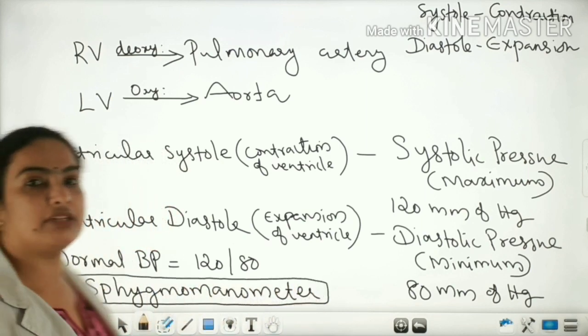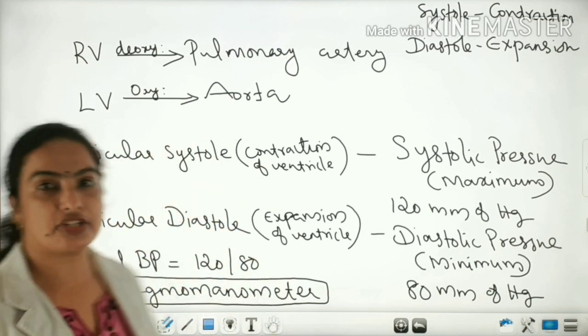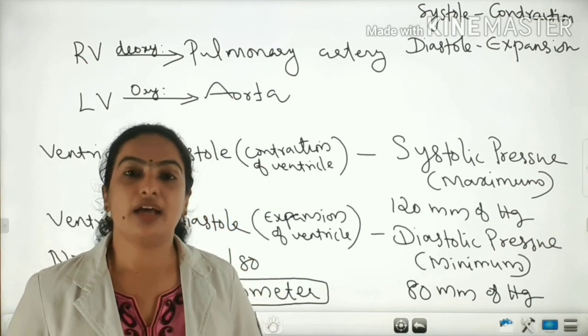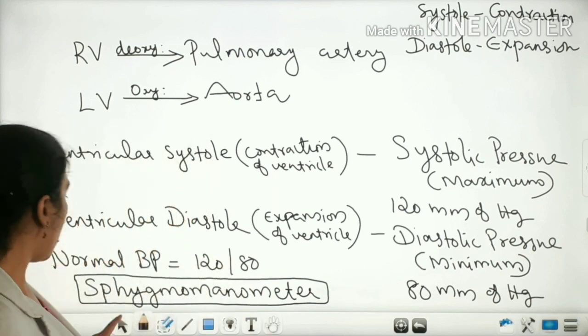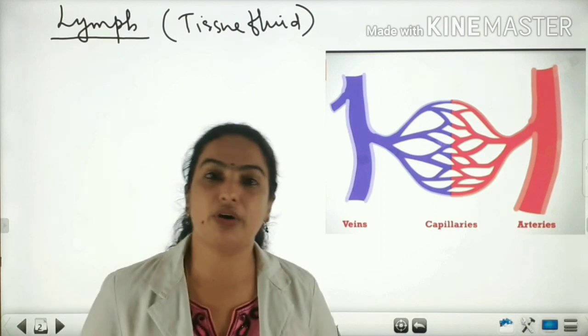Is it clear? Sphygmomanometer. And that's all about the blood pressure. Is it clear about blood pressure? Now we can see the next topic, that is lymph or tissue fluid.